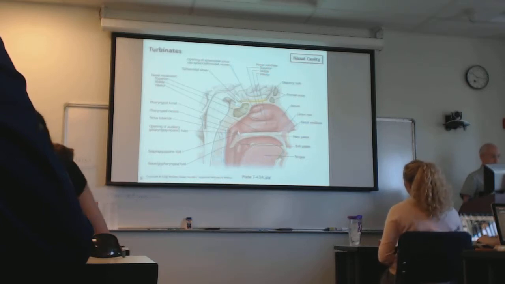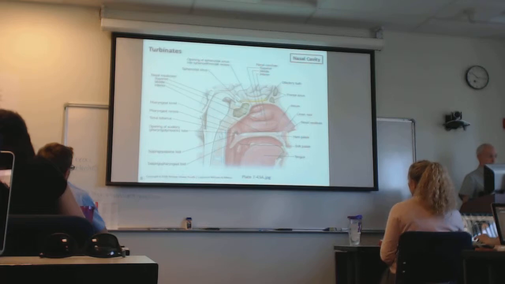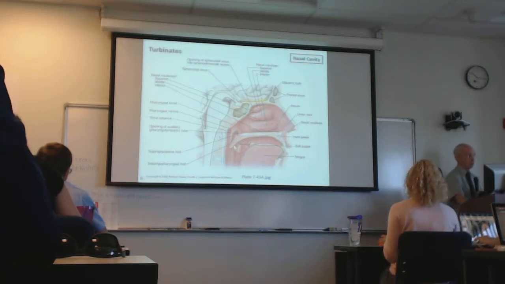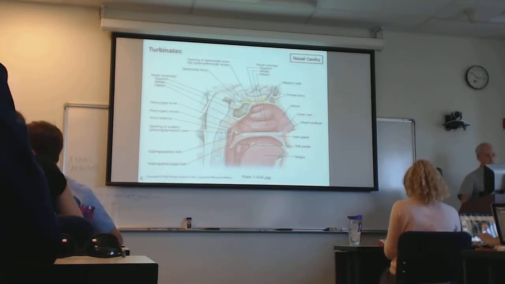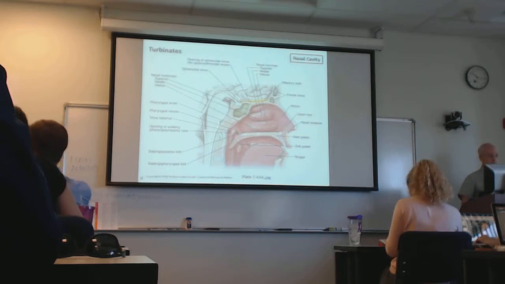What we're looking at here is the opening of the eustachian tube. That's the opening of the eustachian tube, and you can see there's a sort of bony ridge or hill surrounding that.